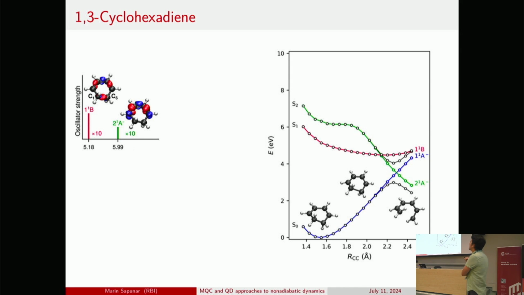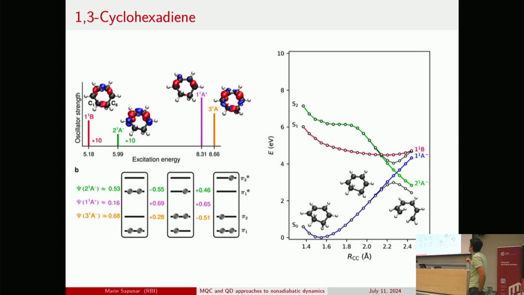But then we look at the electron density of these states, and the red parts are where the electrons are depleted in the excited state with respect to the ground state. And we see that in the 1B state, electrons are removed from this bond. And in the 2A state, nothing is happening at this bond. So why is this bond breaking in the state where nothing is happening on this bond?